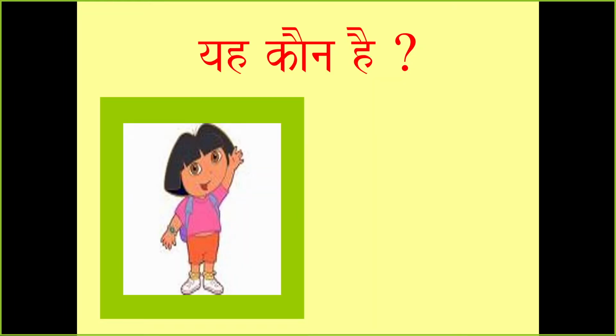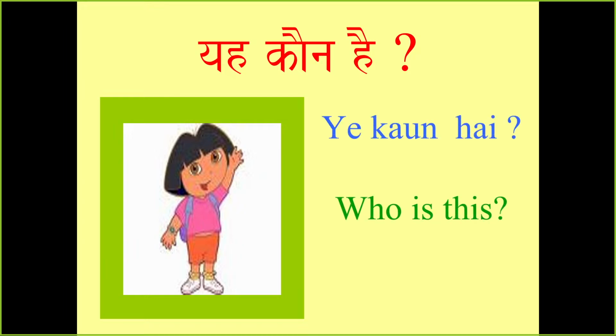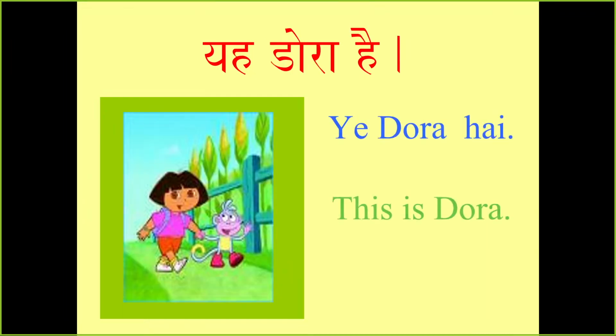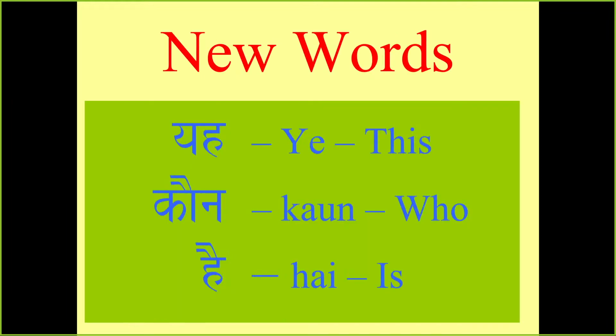Very good. Okay, Kavinav, read this for me. Who is this? How do you answer that question? ये डोरा है. So ये डोरा है. Okay, next one. Kavina, read it. So let's read the new words. Ye is this, kaun is who, and hai is.